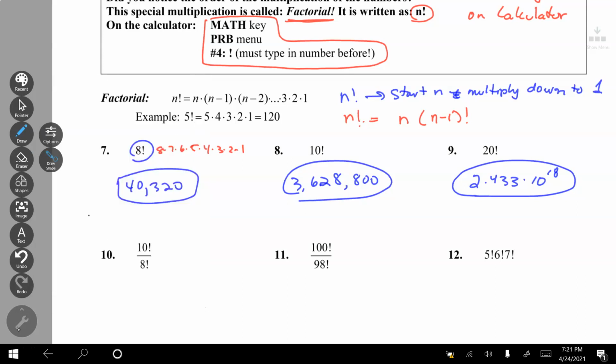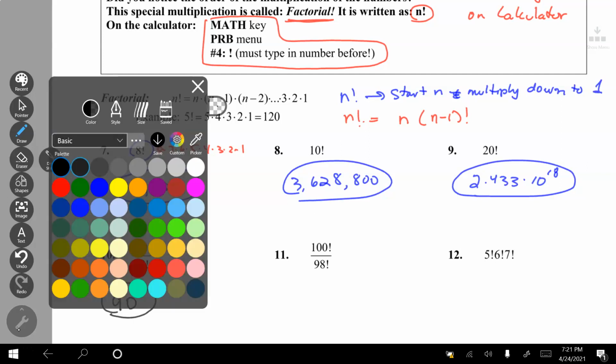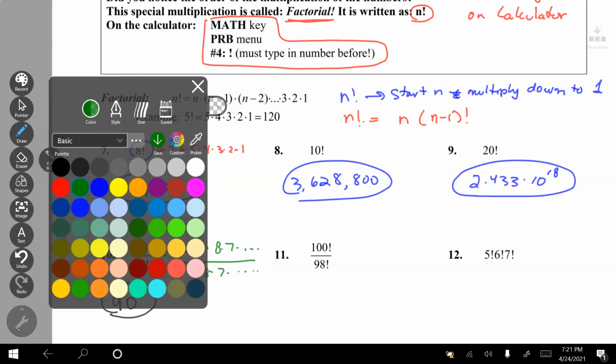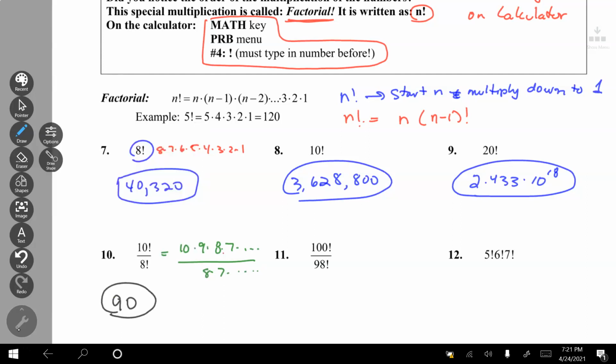And when I type this into the calculator, I get 90. And that's very easy to type in the calculator. But another way to think about this is that 10 factorial is 10 times 9 times 8 times 7 times ... And 8 factorial is 8 times 7 times ... So I do notice that, wow, all these 8s and 7s and downs are canceling out. The only thing left over is 10 times 9, which is 90. Maybe that's a better way.